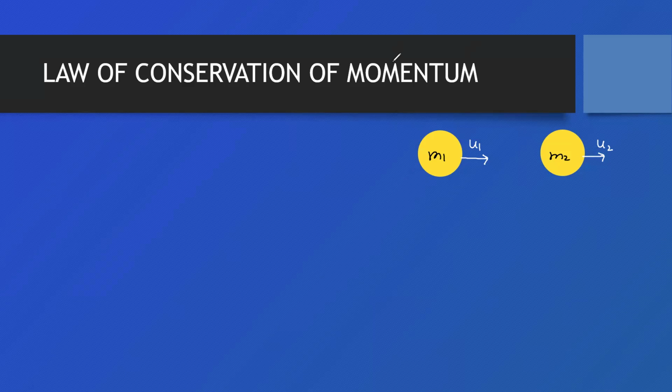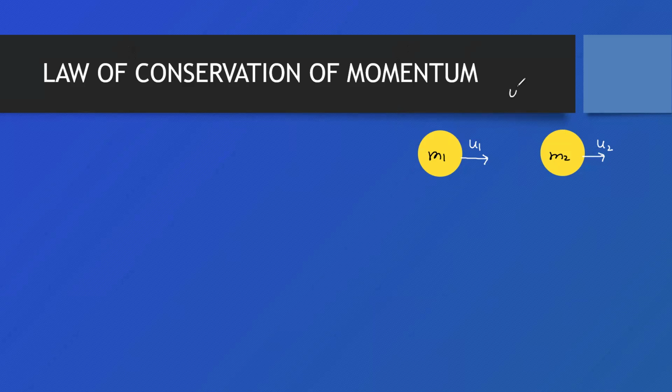Today, we are going to derive the relation for the law of conservation of momentum. The law of conservation of momentum states that the momentum of the two bodies before and after the collision would remain the same. Or we can also say that the momentum of a system before and after the collision would remain the same.